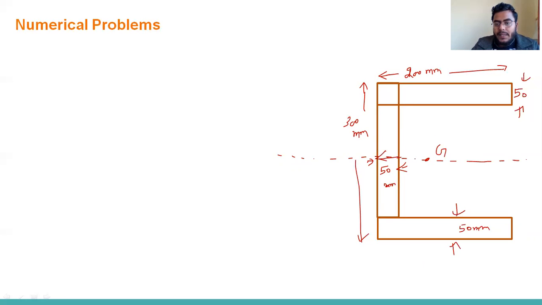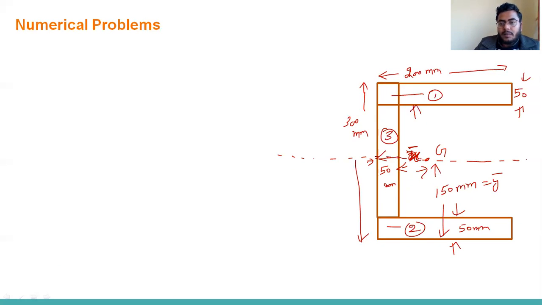So we have to calculate only x bar, because y bar we know it will be at a distance of 150 mm. So we have to divide this into segments. I'm dividing this one segment, this is second, and this is third. What will be the height for the third segment? Total is 300, this is 50, this is 50. So it will come 300 minus 2 times 50, it will come 200.